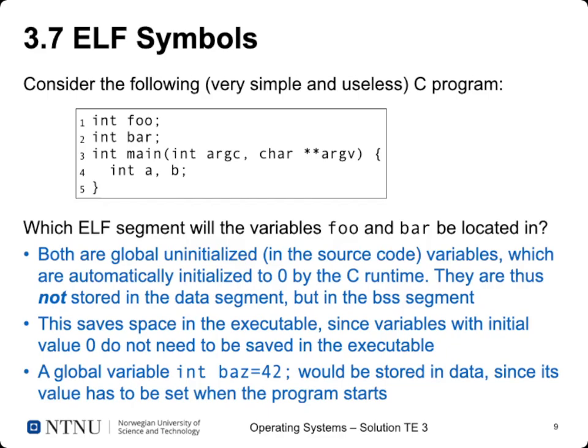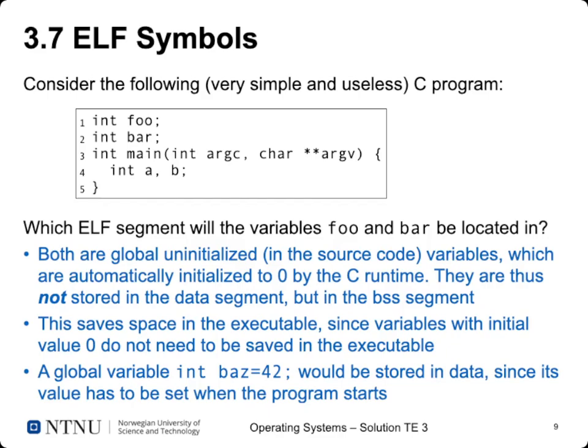So ELF symbols were the contents of the next question here. We have a very simple and useless C program that declares 2 global int variables here, and then has a main function that also declares 2 other int variables here. And the question was, which ELF segment will variables foo and bar be located in? They're global variables, so they're not declared in the context of any function, but on the top level of our C source file. And they're not initialized in the source code, so not int foo equals 42 or something like this. An init inside of main wouldn't count here.